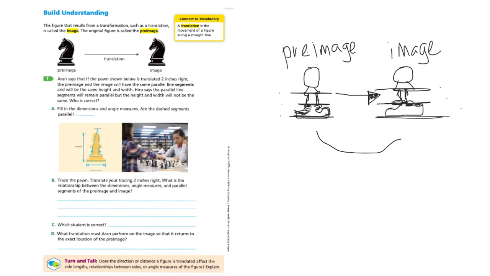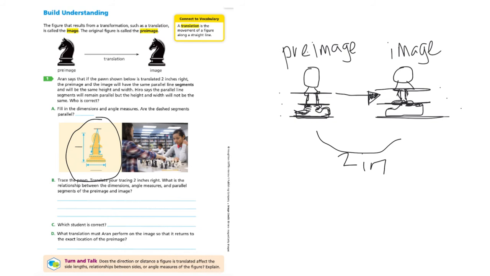And so they say find the dimensions and angle measures. Are the dashed line segments parallel? And so they're having you look at this drawing here. Trace the pawn, translate your tracing 2 inches to the right, and that's what I tried to do here. It's not exactly 2 inches, but that's my attempt at doing the pre-image and image. What is the relationship between the dimensions, angle measures, and the parallel segments of the pre-image and image? So they're wanting you, once you've done those measurements and thinking about that, you should be able to answer question C, which student is correct.